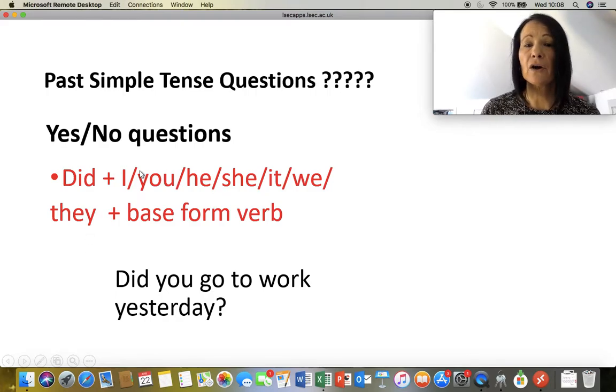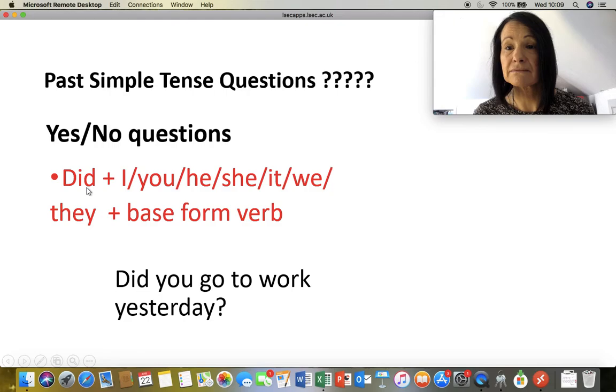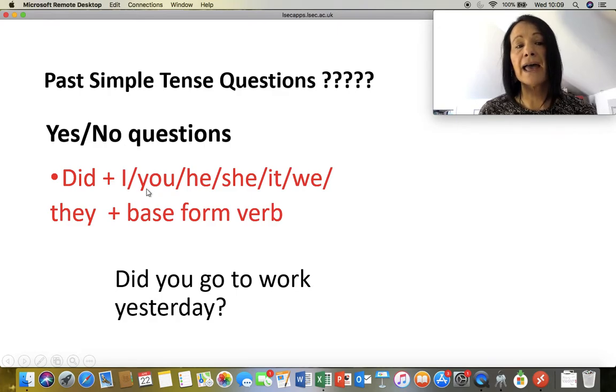Okay, so a little bit of explanation about how to make past simple tense questions. These are yes/no questions. They require a short answer. And we're going to use this word did. This is going to be our past tense, did. And then we're going to use either I, you, he, she, it, we, or they as the subject of the verb. And then just the verb that you want to use for that question.